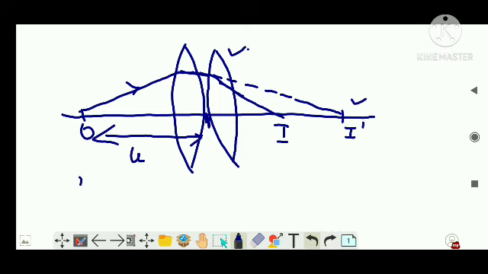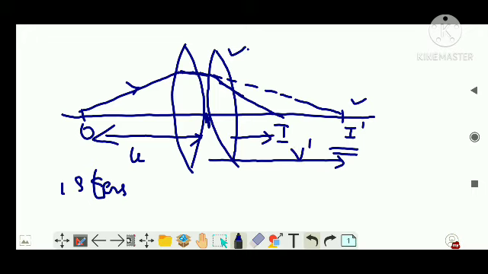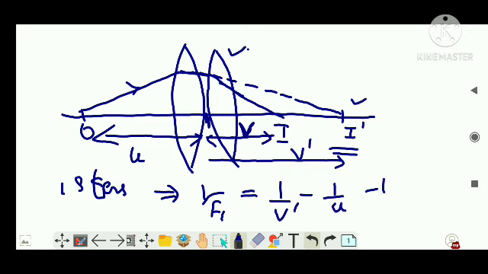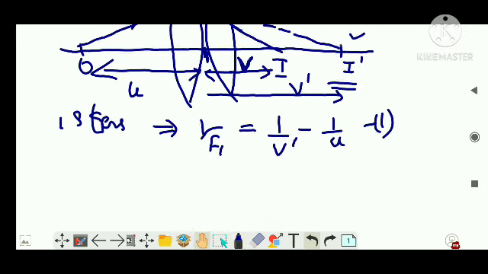Simple. Now let's talk about the first lens, right? The image is at I dash, so let's say from the optical center this distance is v dash. It's not the original image, right? The original image distance is up to I, so this is v. Clear? So here I will write 1 by f1 is equal to 1 by v dash minus 1 by u, right? That is our first equation, right?